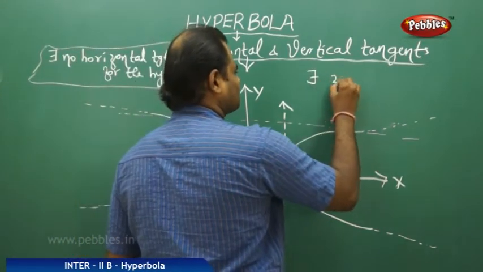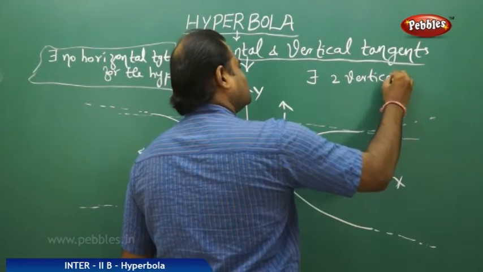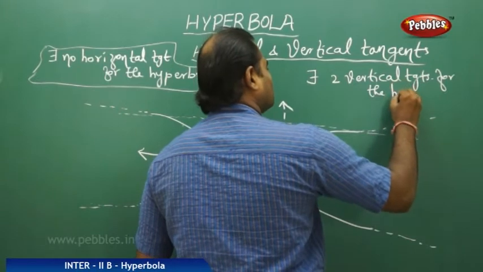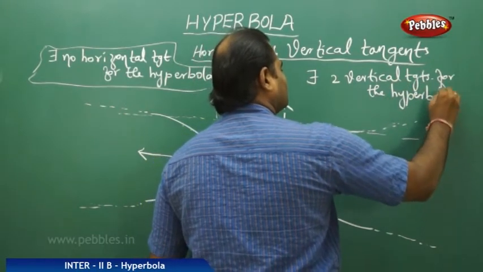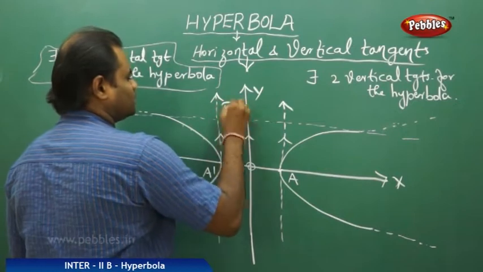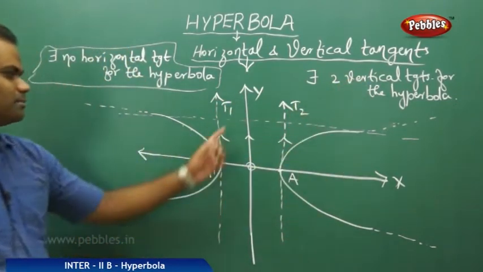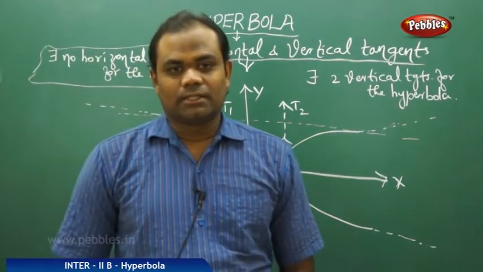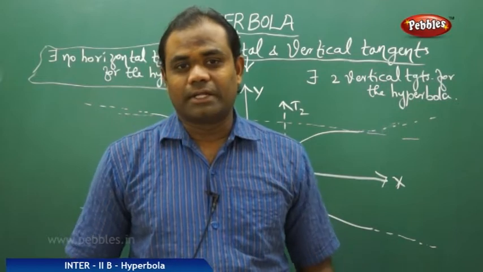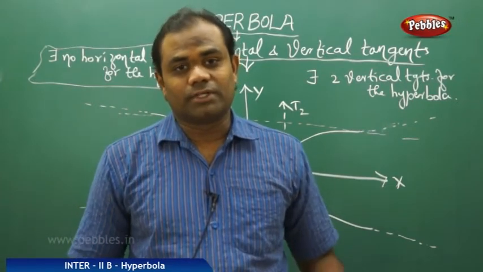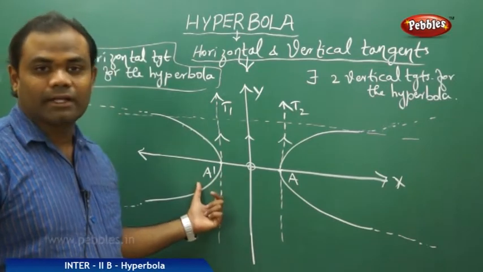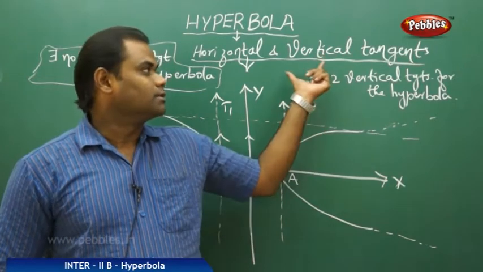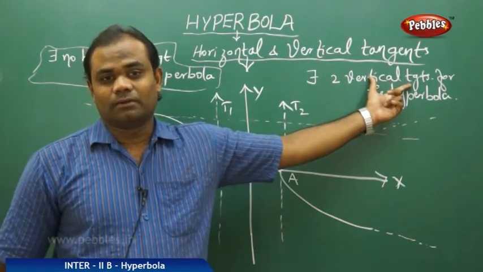There exist two vertical tangents for the hyperbola. So these are the two vertical tangents, T1 and T2, as can be seen in the diagram. So this makes us conclude that for a hyperbola there are no horizontal tangents, but there are two vertical tangents at the vertices A and A dash. Is how we conclude the concept of horizontal and vertical tangents for the hyperbola.